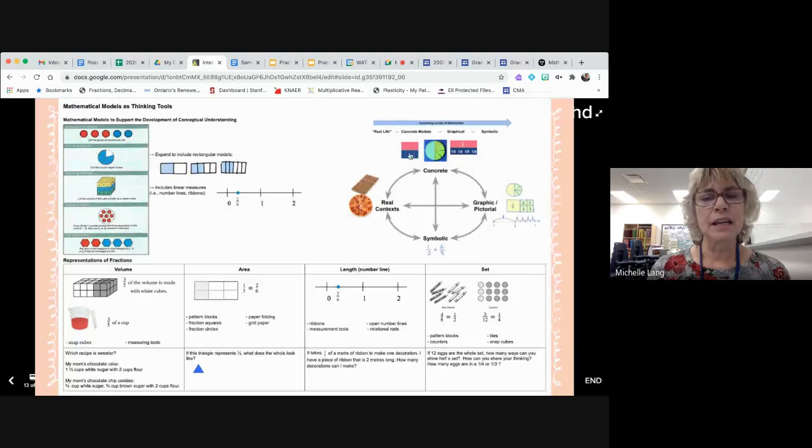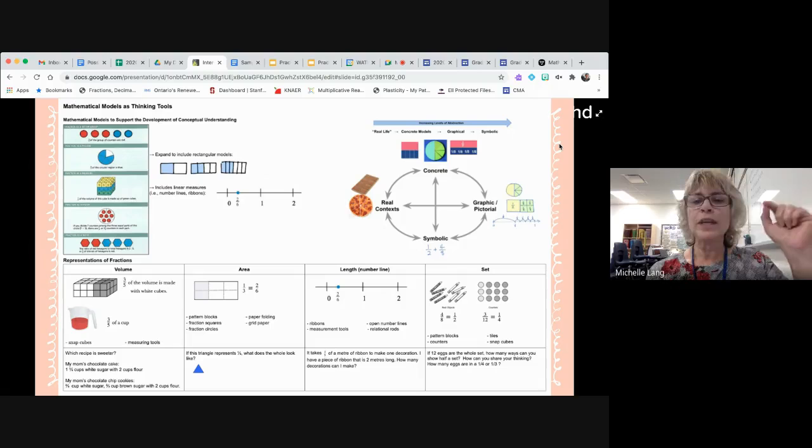Again, this is a link. I'm not going to click on it. I know it's small-ish, but the purpose of this visual is to help you see how mathematical models can be used as thinking tools. We have the different models on the left, and on the right, you can see that although going from real life to concrete to graphical to symbolic increases the level of abstraction, students don't, and we don't necessarily want them to, just go in a linear direction. We want them to revisit.